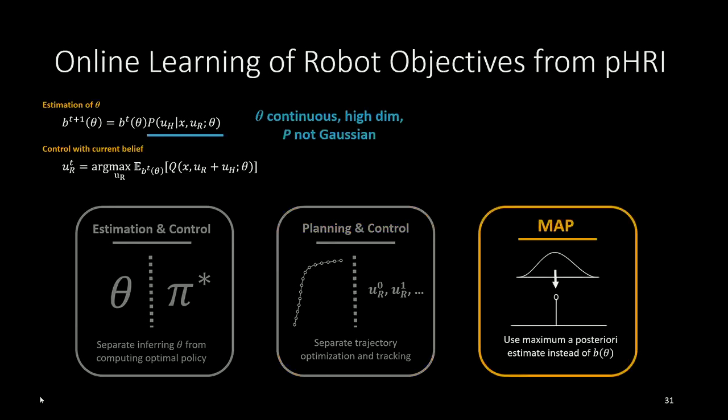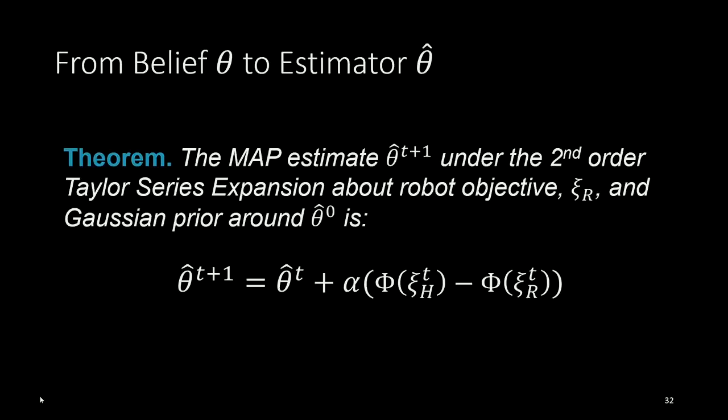Finally, if you notice in the estimation step, our theta is continuous, it's high dimensional, and our observation model is still not Gaussian. So we're going to instead reason about the maximum a posteriori estimate and replan at every single time step, rather than tracking the full belief. In this paper, we find that the MAP estimate of the reward parameter theta under a second-order Taylor series expansion about the robot's objective psi-r with a Gaussian prior actually ends up being online gradient descent. And this is a very elegant approximation to the POMDP and leads to an intuitive update rule that the robot will use at every time step to update its knowledge of theta in the direction of the feature difference between the original trajectory it had and the human's preferred trajectory.